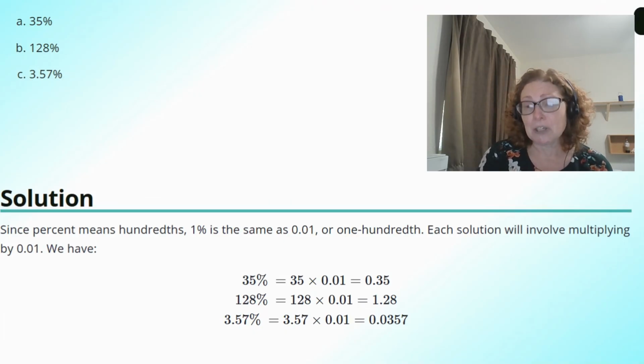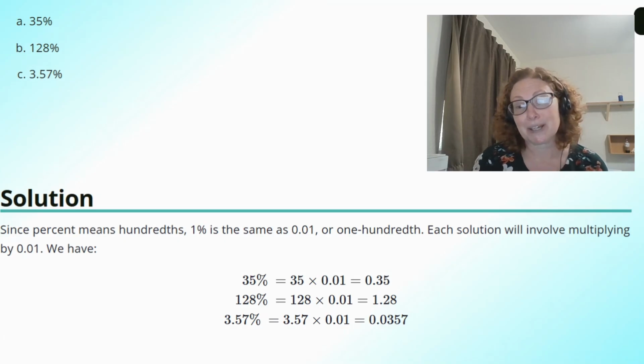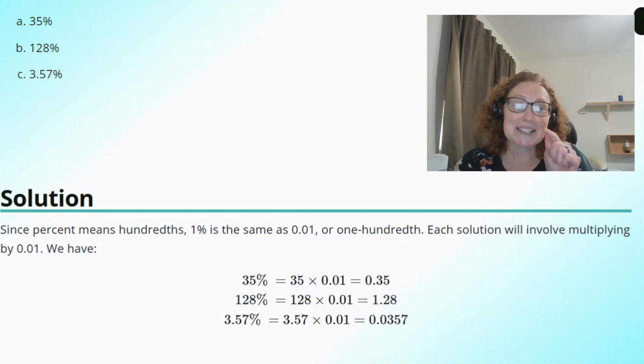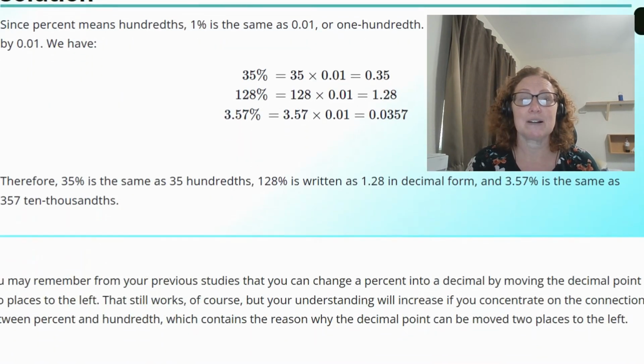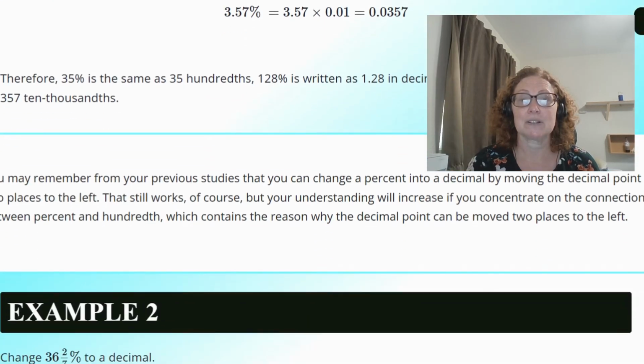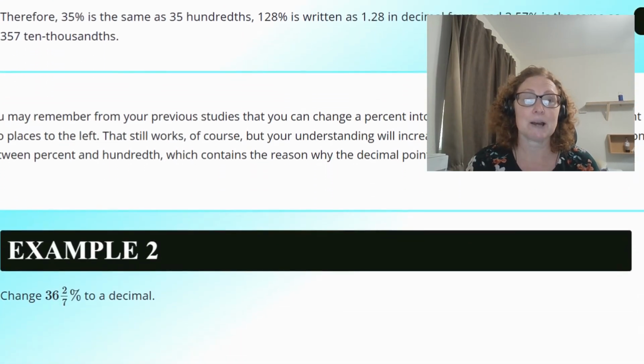128%. You see that when we multiply it by 0.01, we get 1.28. But there again, I'm going to move my little decimal point and I'm going to get 1.28. So, like I said, up to you. 3.57% becomes 0.0357. So, either way that you would want to do that.